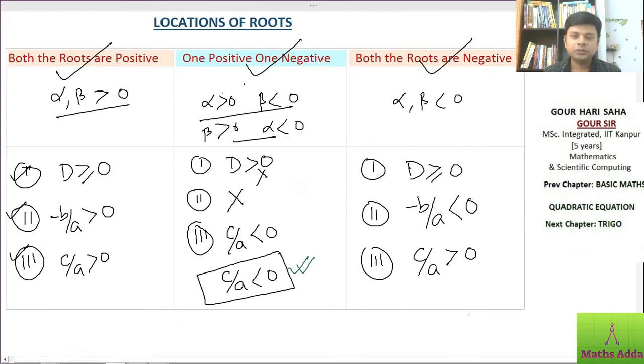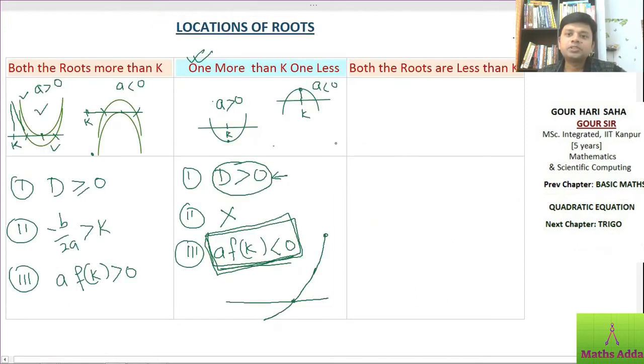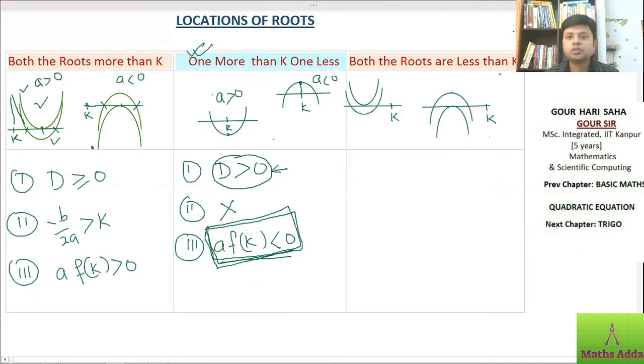Now moving to next. Third one is both the roots are less than k. So how graph will look like? Graph will look like this. So for both the roots are less than k, graph will be like this one or this one. I have drawn all four possibilities here. Now what will be condition on d? D will be greater than equal to 0 because I see real roots.